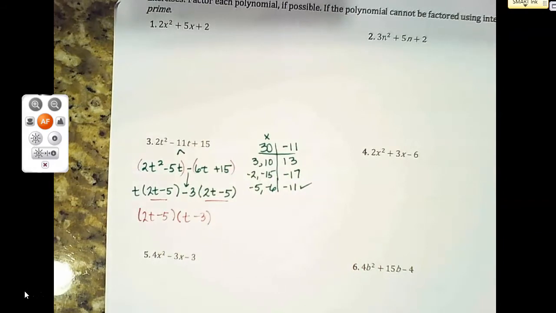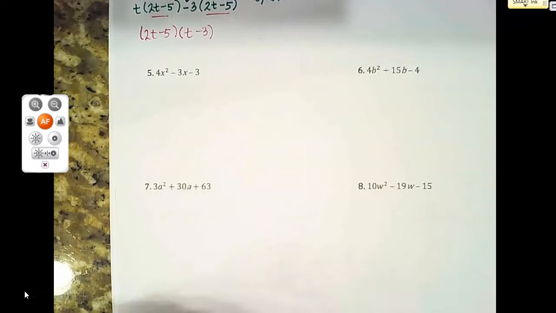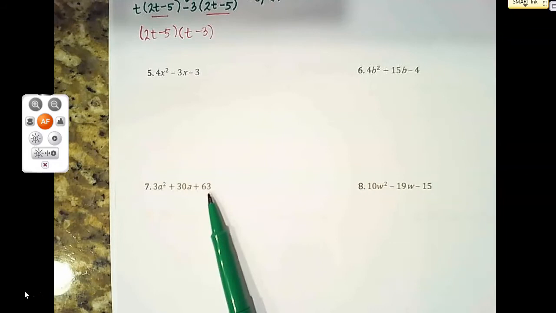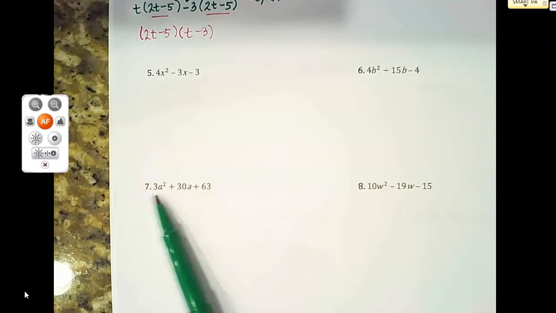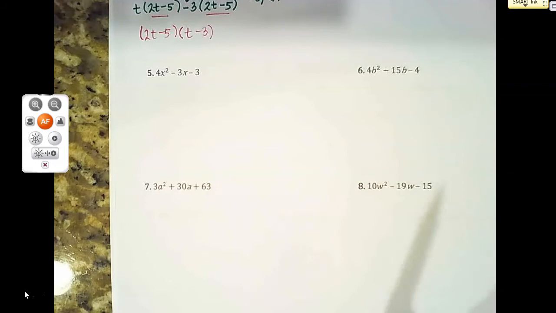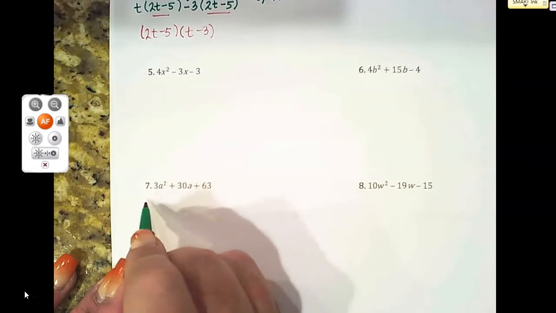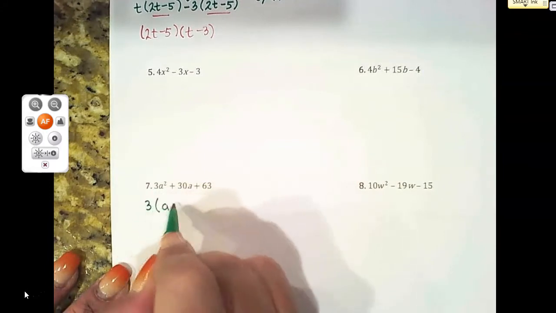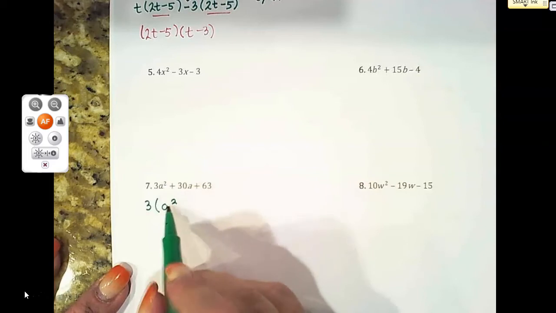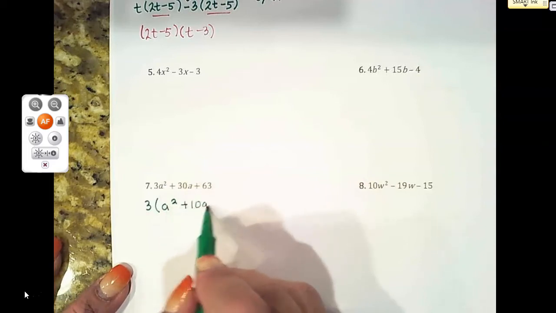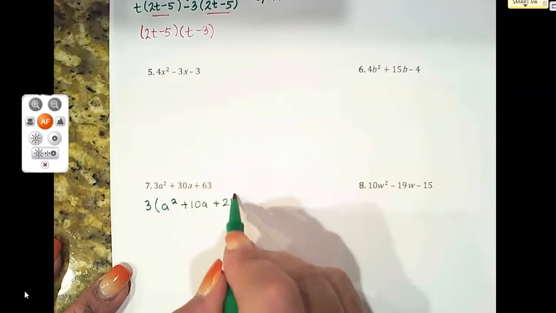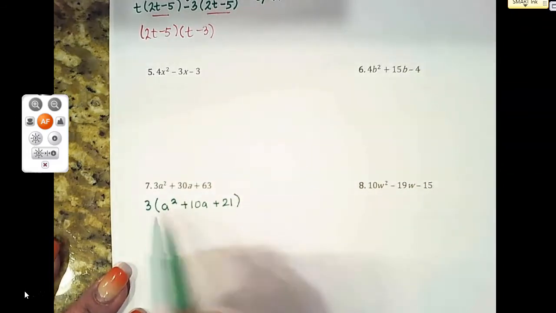So let's take a look at number 7. When I do 3 times 63, I get a really big number, 189, and that's just a big number, and so I get a little worried, and I want to look for a GCF there so that I can maybe make my numbers smaller. If I can pull a 3 out of each term, I can rewrite my quadratic trinomial as a squared plus 10a plus 21. And then I don't have a leading coefficient anymore.